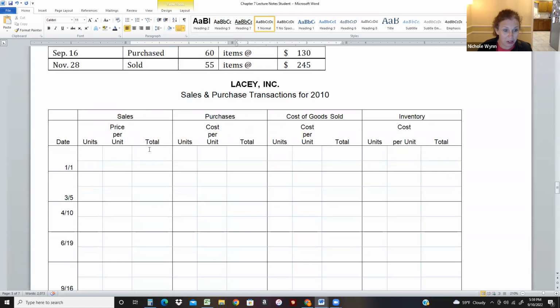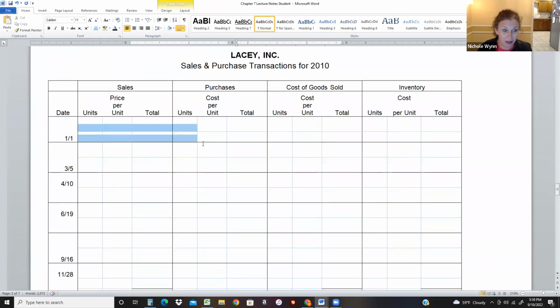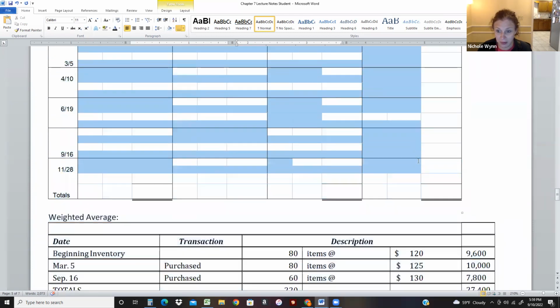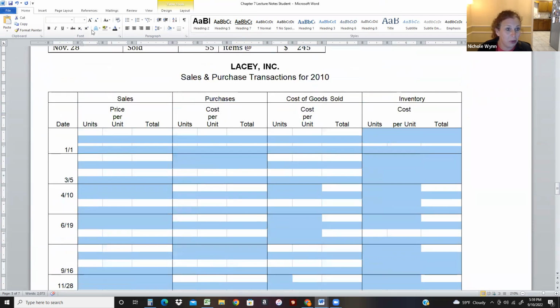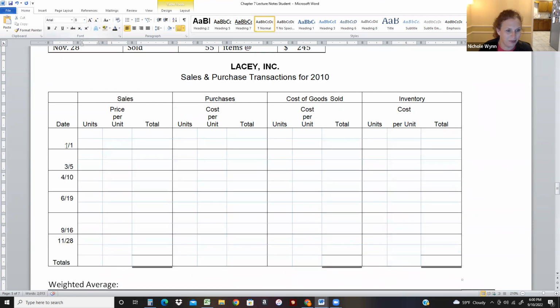Okay, so now what I need to do is I need to do the exact same table, and instead of FIFO, I'm going to use LIFO. So when I do LIFO, let me go ahead and delete the information.